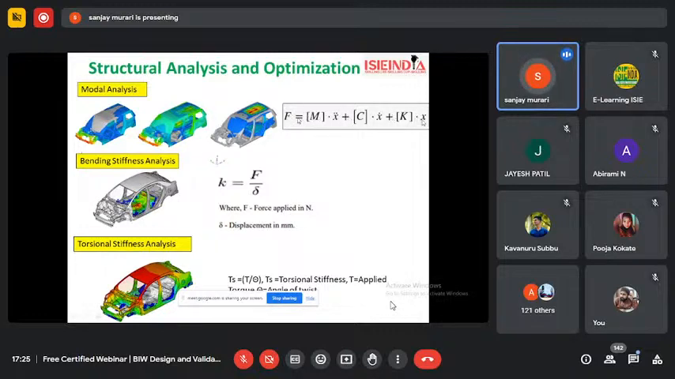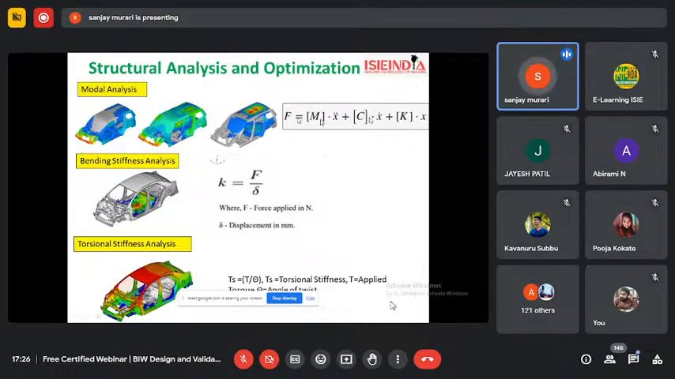I'll explain the terminologies first. X is the displacement. If we differentiate displacement, we get velocity. X dot is velocity, x double dot is acceleration, and K is nothing but stiffness. M is mass, or inertia, you can say. C is the damping coefficient. Each has its own significance. So in modal analysis, the initial excitation F will be 0.